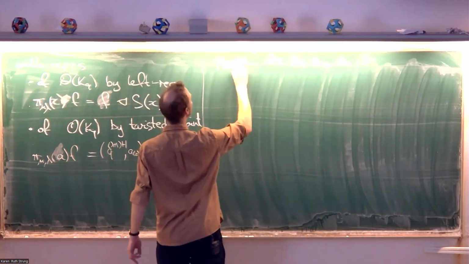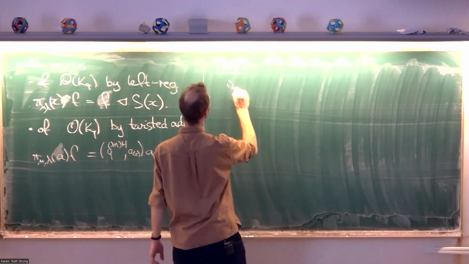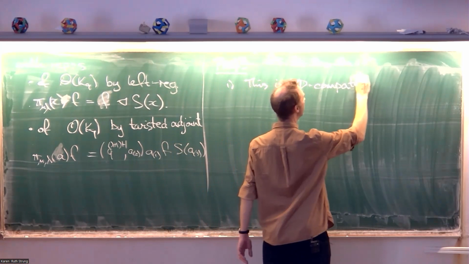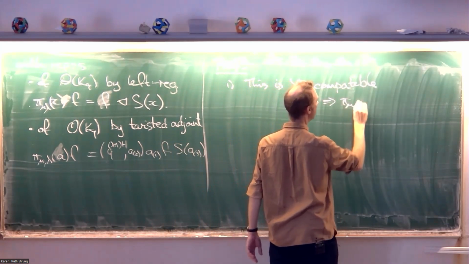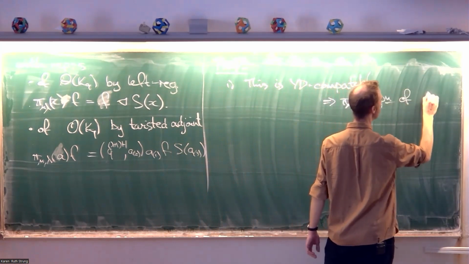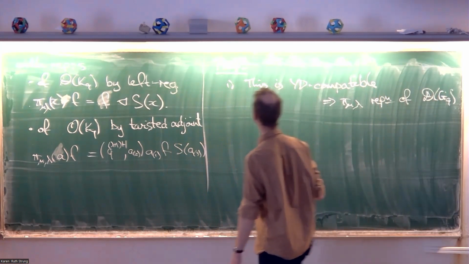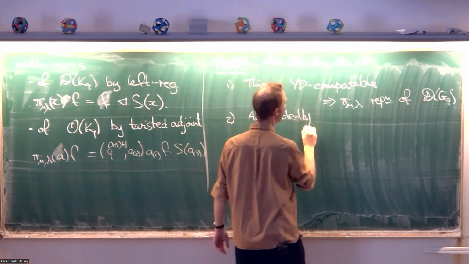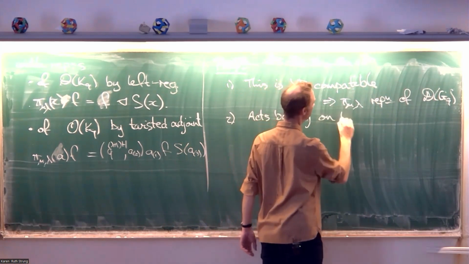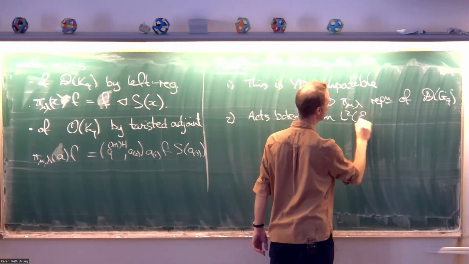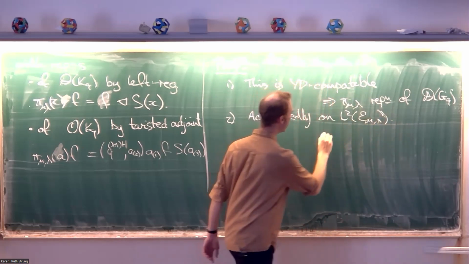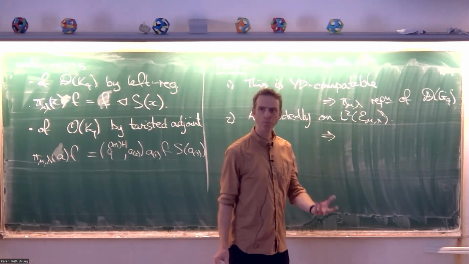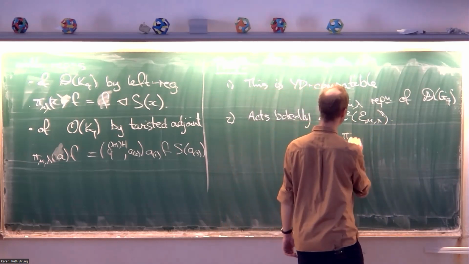Proposition about these guys. Many facts. So firstly, this is Jette-Drinfeld compatible. So I get pi mu lambda is a representation of dgq. The second thing is that it acts boundedly. So extends boundedly to the L2 completion, so that I get not necessarily a unitary representation here, but a bounded representation in which the compact part will act unitarily. So this is sometimes called an admissible representation.